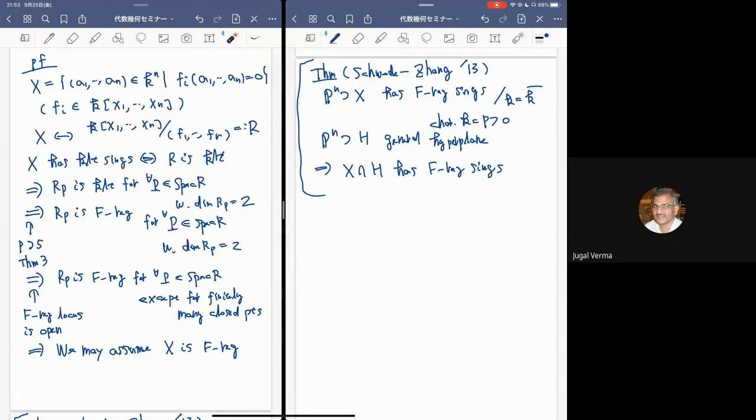So using this, we may assume X is F regular, but by the result of Schwede and Zhang, the intersection with H has F regular singularity. Then by the result of Hara and Watanabe, their result claims F regular always implies KLT.